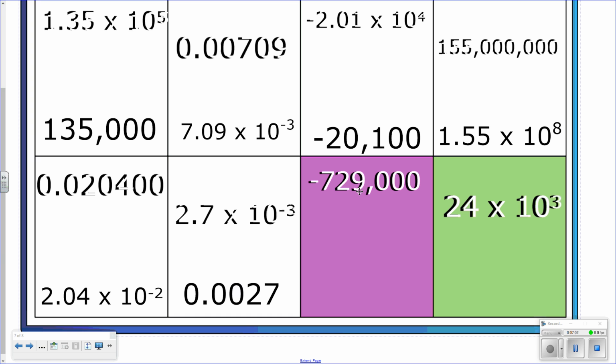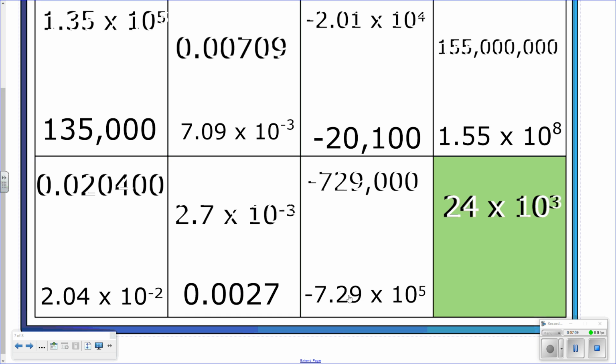This one is in standard. Scientific means I need my decimal between the 7 and the 2, so keep that negative, but I had to move it 5 places. This one, 24 times 10 to the 3rd, is actually not even in scientific notation. Hopefully you notice that the decimal has to be between the 2 and the 4. So 24 times 10 to the 3rd actually means 2.4 times 10 to the 4th.